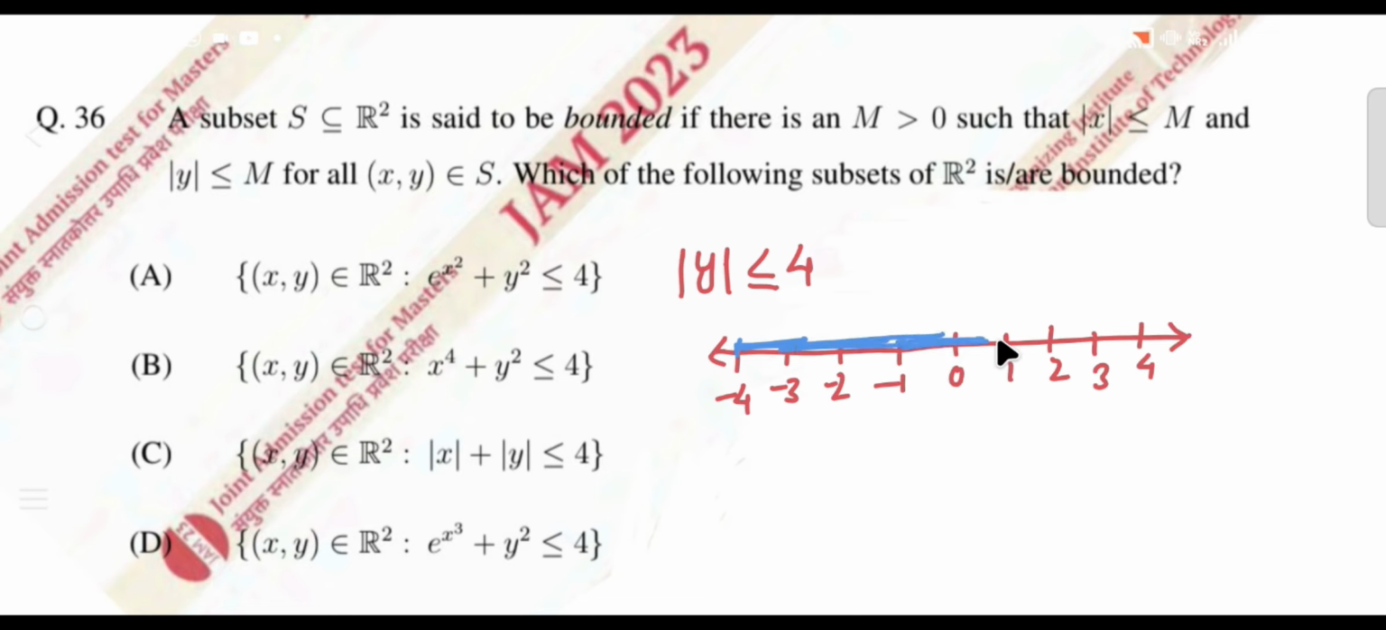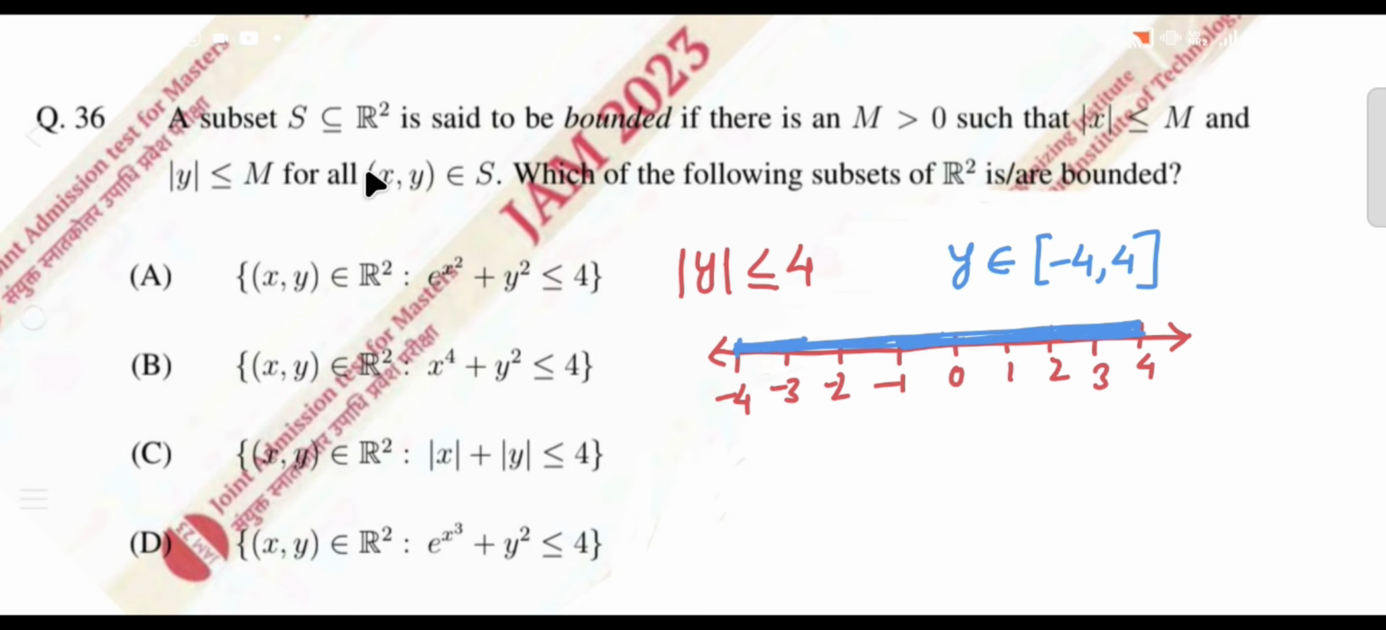this whole line segment you see in blue color. y belongs to -4 to 4. This is the solution in interval form. The main thing to observe is that you cannot go beyond 4 in the forward direction and -4 in the backward direction.